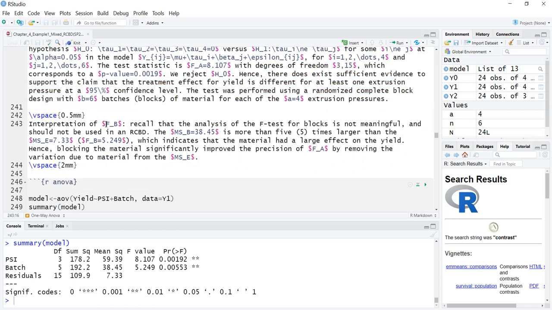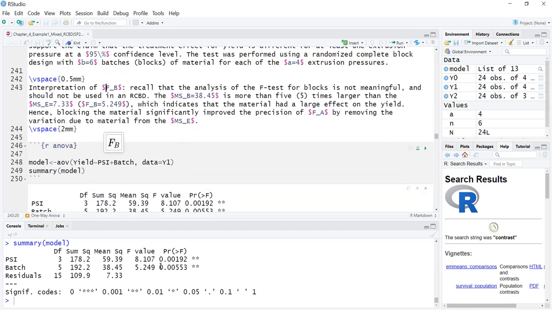Now, for the interpretation of F sub B, you'll notice I have an F value here. But this is useless. You can't use this P value here, or the F value, you can't really interpret it the way that you did it for PSI. You can't say batch is significant, blah, blah. No. You can't assume normality for these batches, okay? So because you can't assume normality, the F distribution isn't really satisfied. Okay, so this p-value is kind of garbage, if you will. Okay, so you don't want to use that.